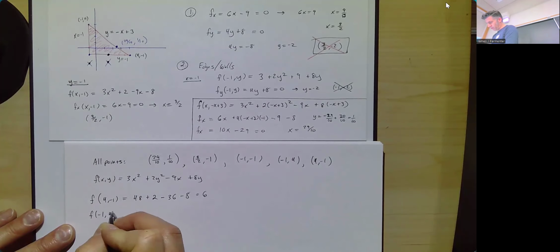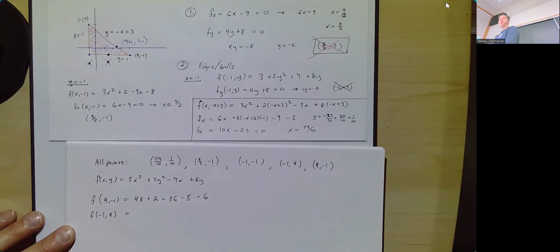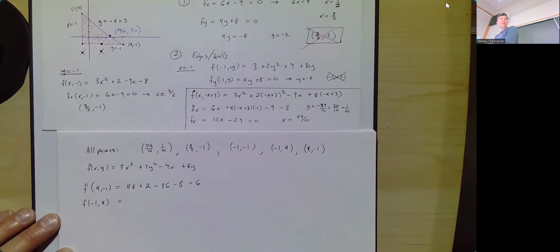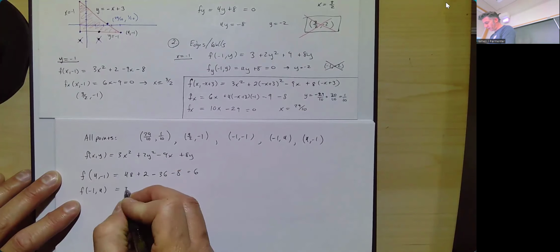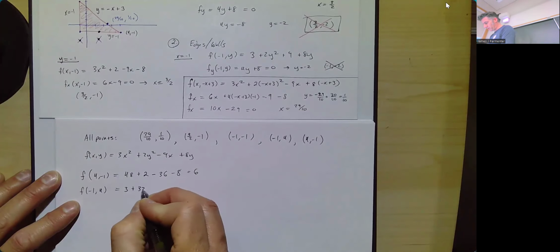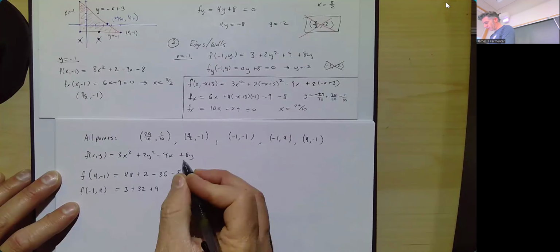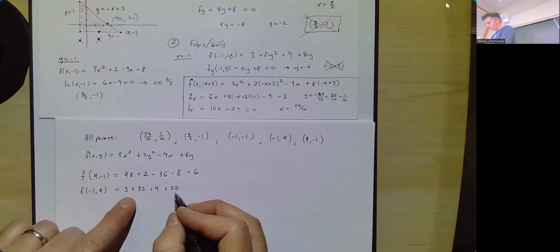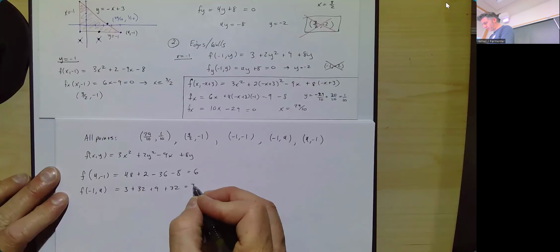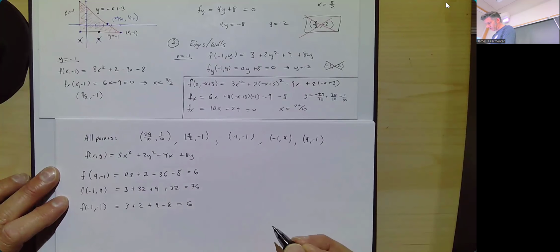F of negative 1, 4. This is not the important part of this process. It's just the tedious part. I mean, it's important that you can do it, but we know how to plug things in and calculate values. We just have to do it to see what we get here. So plugging in negative 1, 4, I get 3 plus 16 times 2 minus 9 times negative 1 plus 8 times 4. So we have 64 plus 12, which is 76. Next, plugging in negative 1, negative 1, we get 3 plus 2 plus 9 minus 8, which is 6.